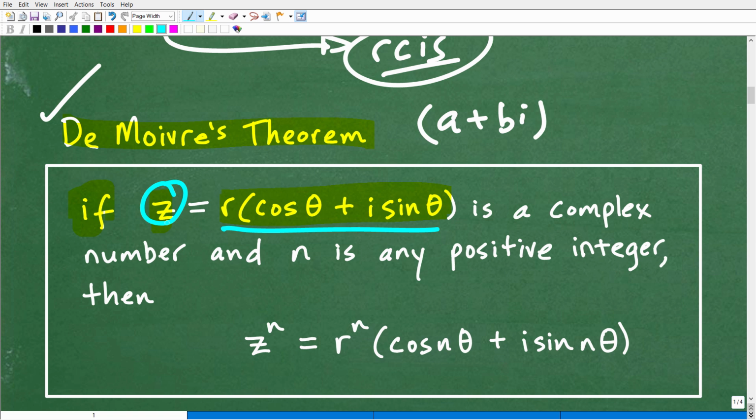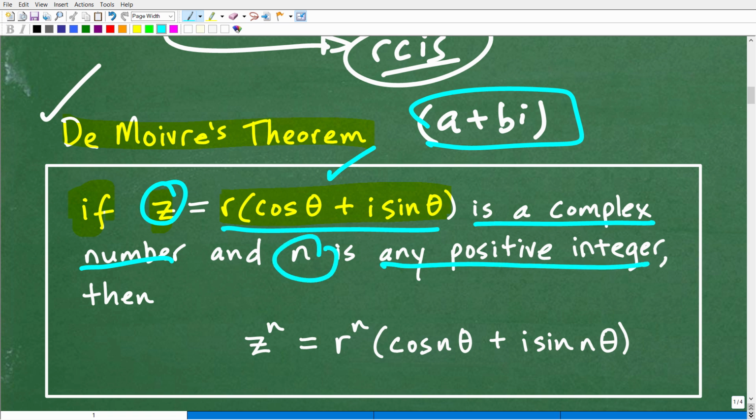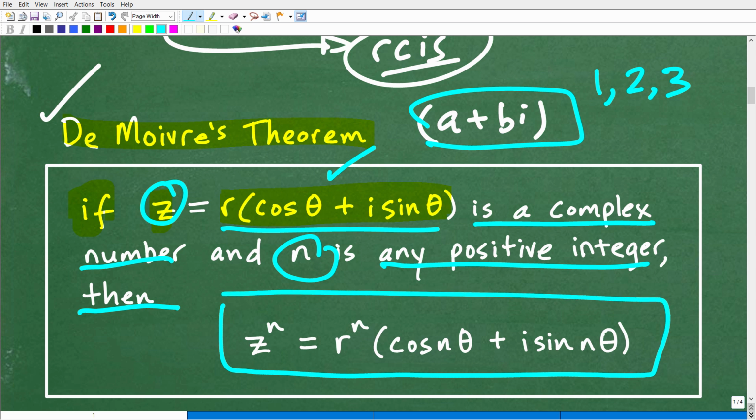Now, what we're going to do is say if z is this, a complex number, again, we can write a complex number in this form or this form. So z is a complex number and n is any positive integer, okay? Again, any positive integer, so we're talking like 1, 2, 3, etc. Then we have this right here, z to the n. In other words, we're taking this complex number to some power like 1, 2, 3, 4, or maybe 8, because that's the problem we're going to be doing.